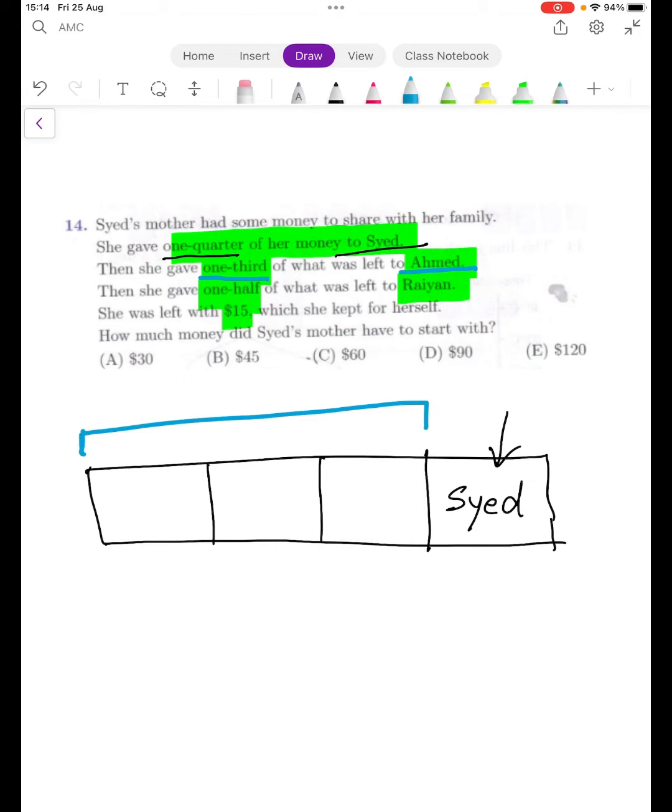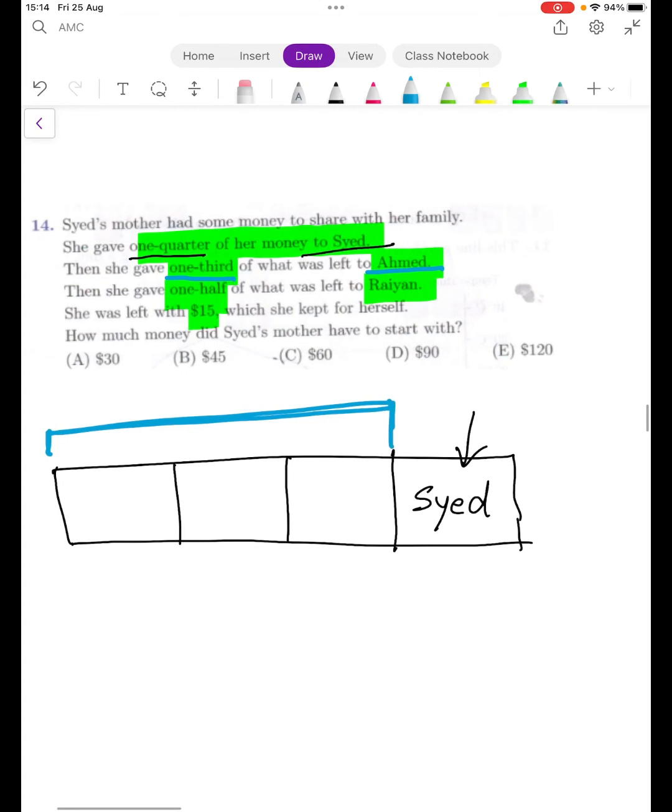She gives 1/3 of what was left to Ahmed. Now we can see from what's left over, it's actually divided into 3 parts already. So we can see one of these boxes is 1/3 of what is left over, and she gives it to Ahmed. Let's see what she does next. She gives 1/2 of it to Ryan. Let's see what is left over. She has this much left over. Not till here, only till this box. She has this much left over, and half of this she gives to Ryan.